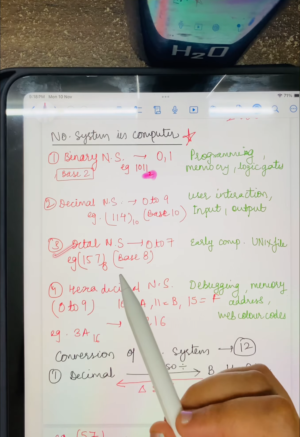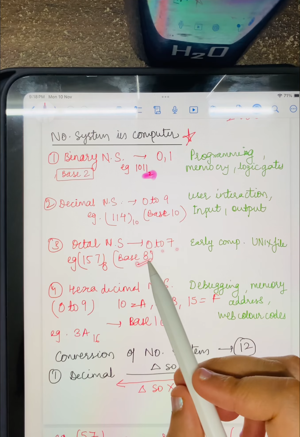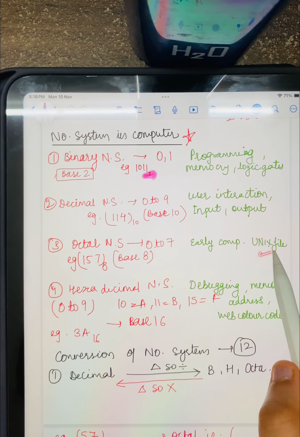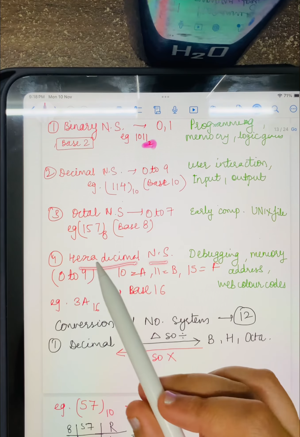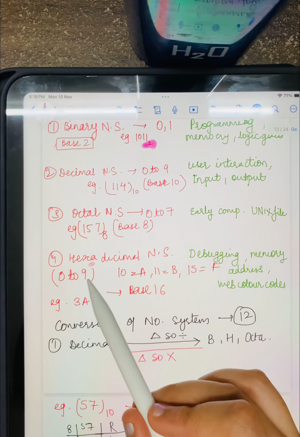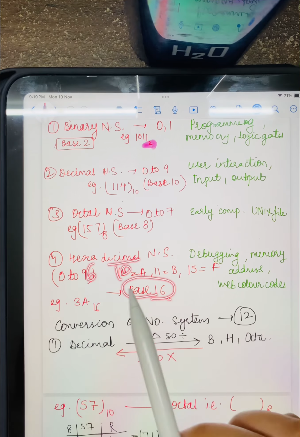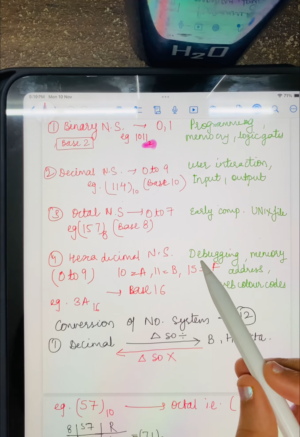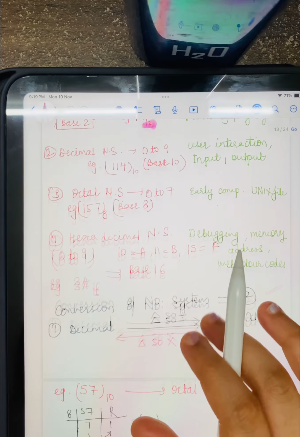Third is the octal number system. It has digits 0 to 7, so the base is 8. It is used in early computers and Unix files. Fourth is hexadecimal. Hexa is 6, decimal is 10, so the base is 16. The hexadecimal number system is used in debugging, memory addresses, and web color codes.